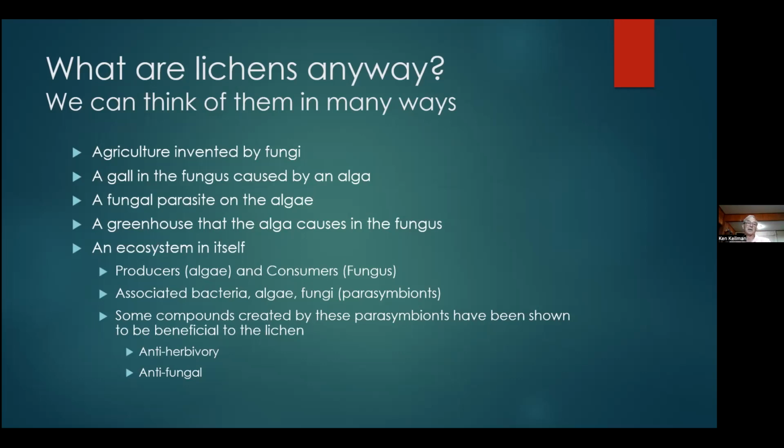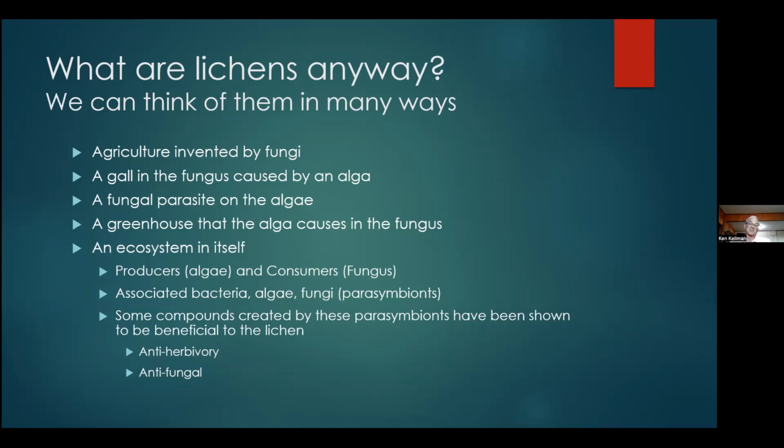Or maybe it's an algal greenhouse, where the algae has said, hey, you build this for me and we can live up in the trees and I can photosynthesize. But more than that, you can also look at it as an ecosystem in itself. An ecosystem has to have producers, which in our case is the algae, and it has to have consumers, which in our case is the fungus. We also have associated bacteria and algae and fungi growing on the surface of the lichens, and these are called parasymbionts.